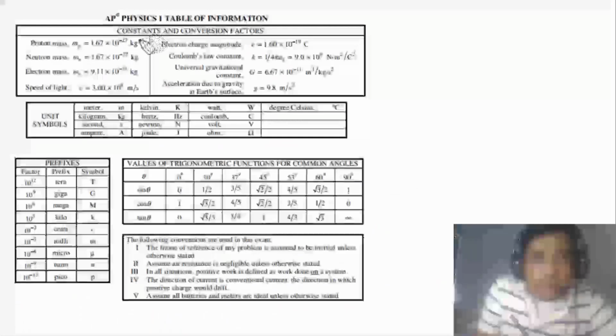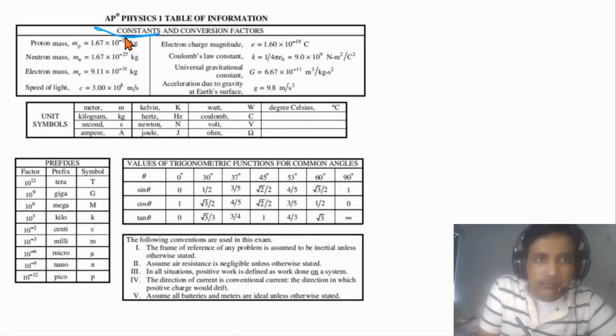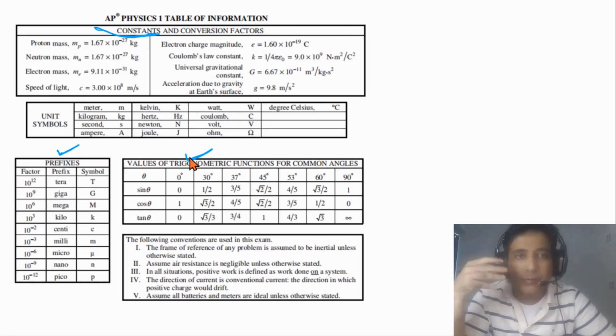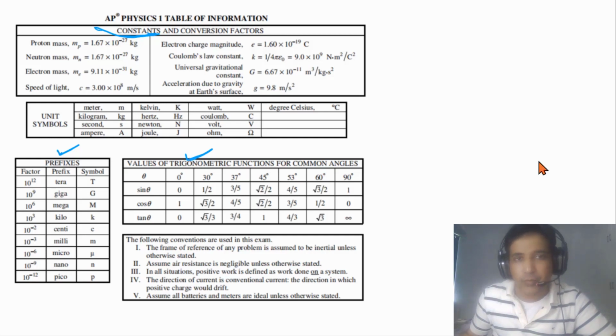On the second page of the exam paper you can also find some important data. The values of some important constants are given to you, and also some prefixes and values of some trig functions. So if you need the value of any constant, any trig function, or any prefix, you can come to this page and find the values.